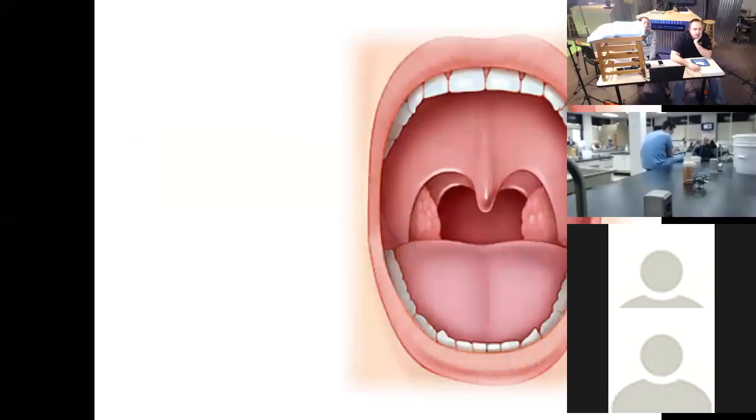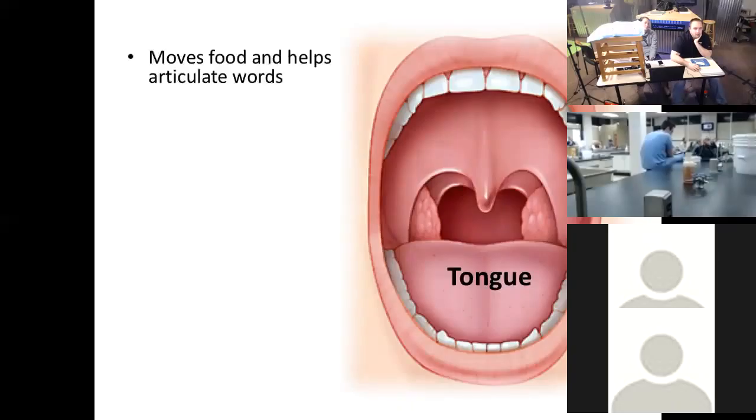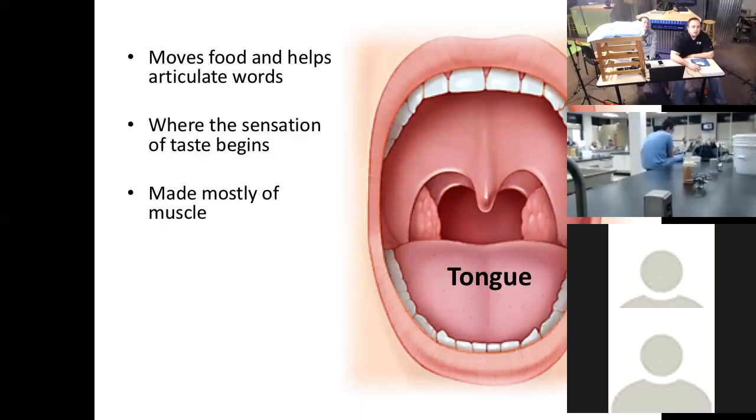The next thing we're going to talk about is the tongue. The main job of the tongue is to move food and help to articulate words. It's also where the sensation of taste begins, with little taste buds. The tongue itself is made mostly of muscles. There are different kinds of muscle.